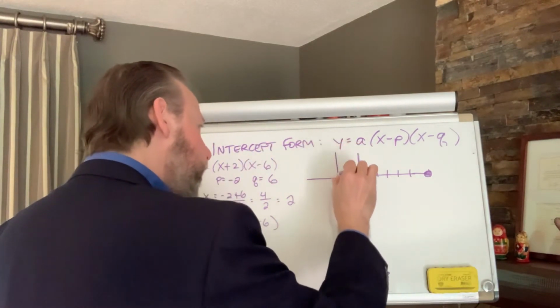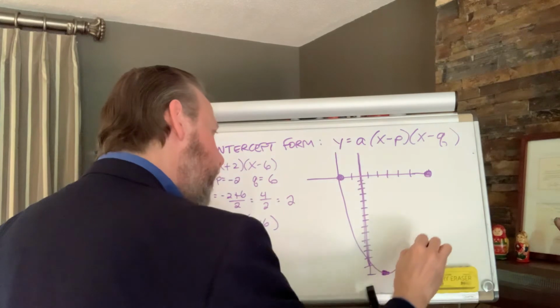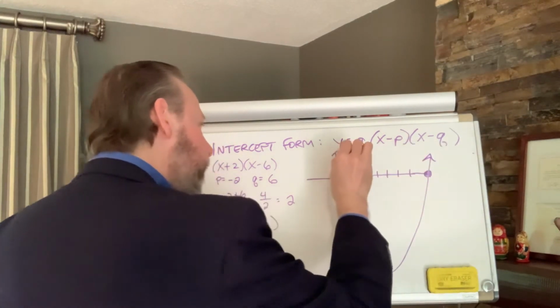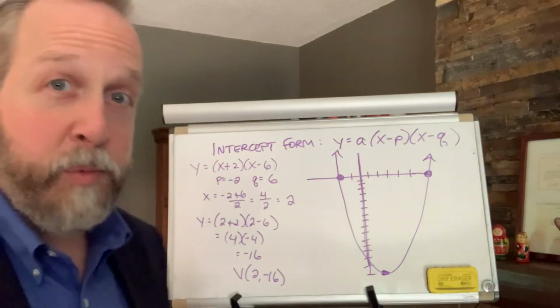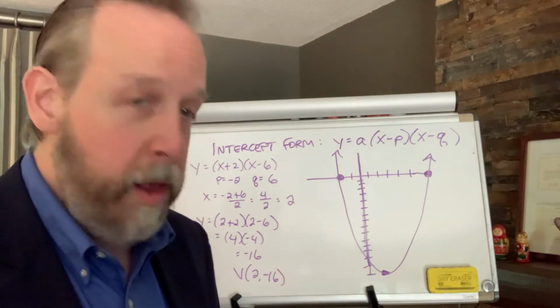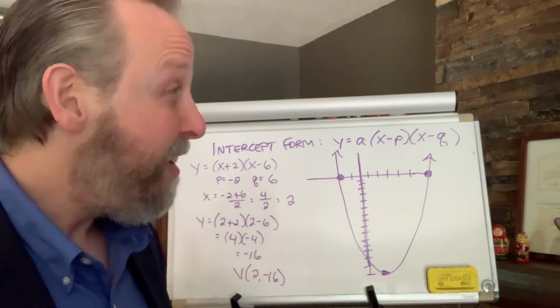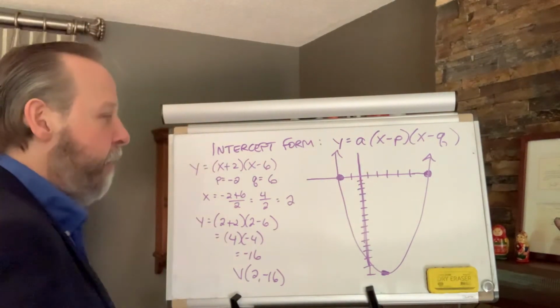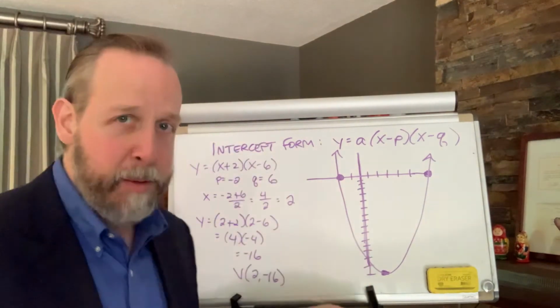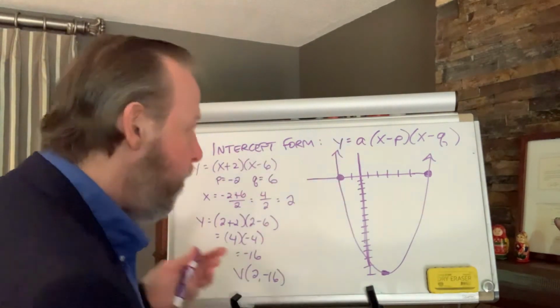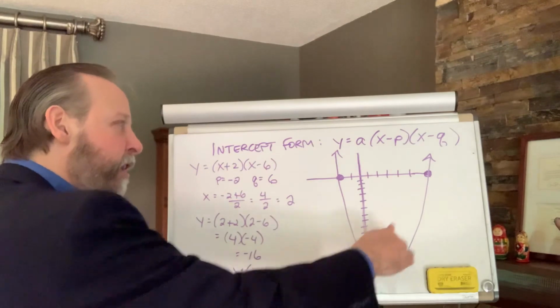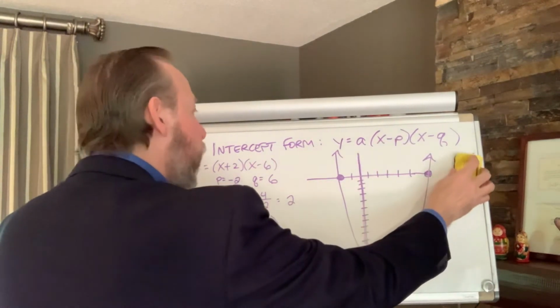So I'm going to just make a curve out of it. Don't make it a V. Make it a U. Make it a curve. Good to go. Okay, that's intercept form. Again, the vertex for this example was a minimum because it opened up. It decreases down to the vertex, increases away from it. We talk about it left to right.